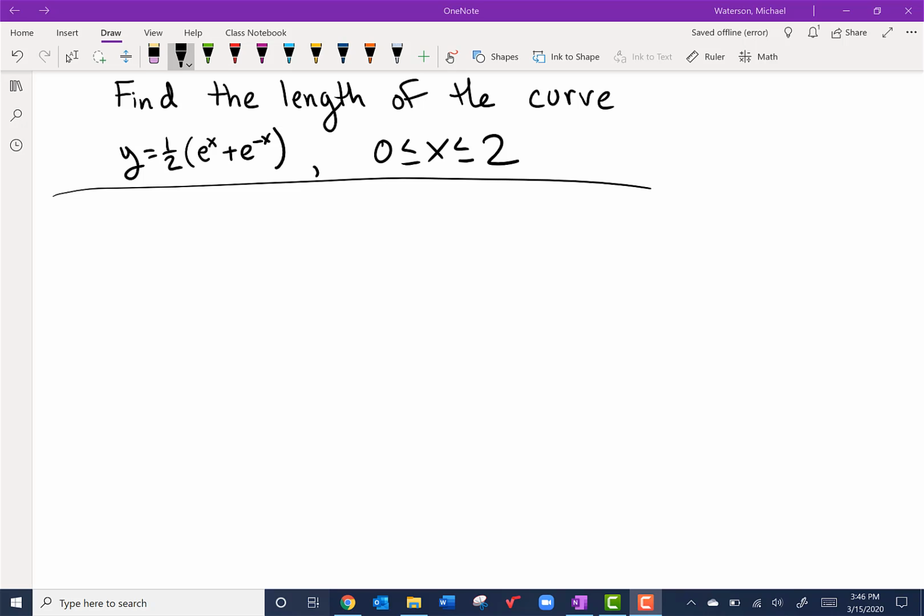What we're looking at here is that y is actually just equal to hyperbolic cosine. And all the challenging algebra that's going to be in this problem will come from things we already know. So I'm going to choose to call this hyperbolic cosine of x. Now we're looking for our interval, from 0 to 2. Well, let's pop up our formula for finding the length of the arc.